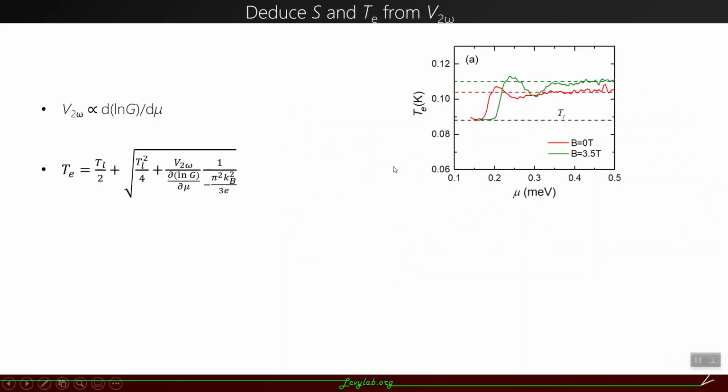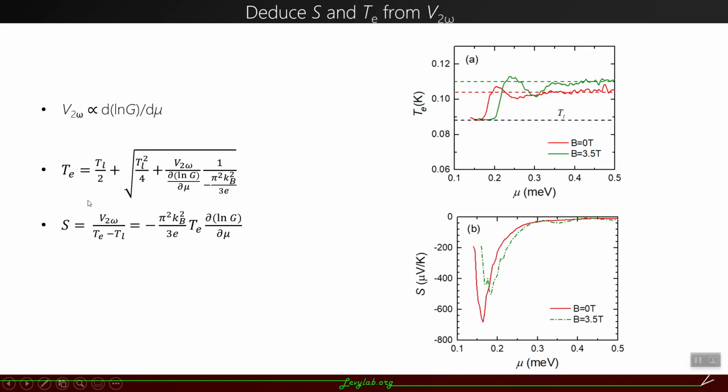Based on the Mott relation, the temperature on the left side of the electron waveguide can be deduced from this equation, which we plot here. We can also use the Mott relation to estimate the Seebeck coefficient, which is plotted here, and T_L in the process is 88 milli-Kelvin.